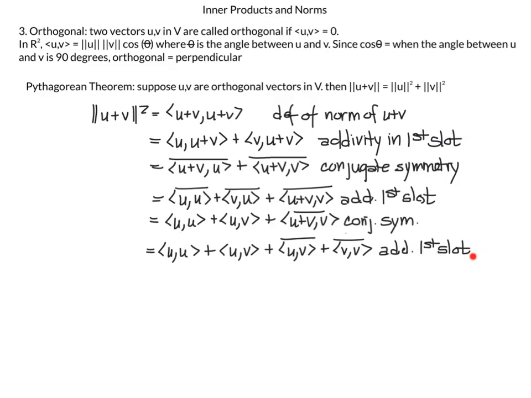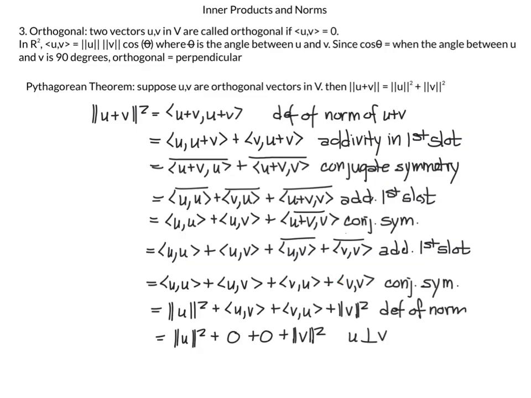And we're using additivity in the first slot, so now we're going to have the complex conjugate of the inner product of u with v plus the complex conjugate of the inner product of v with v. Again, using conjugate symmetry to get rid of these complex conjugate bars, we're going to flip the order and we get the inner product of v with u. Over here, we still have the inner product of v with v.